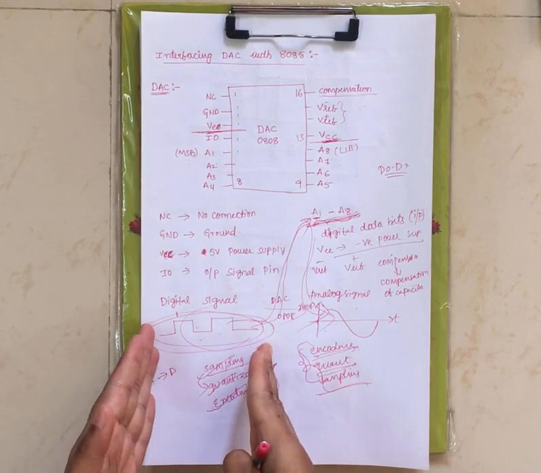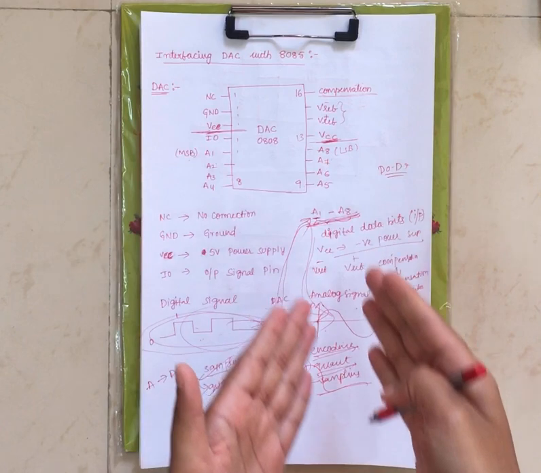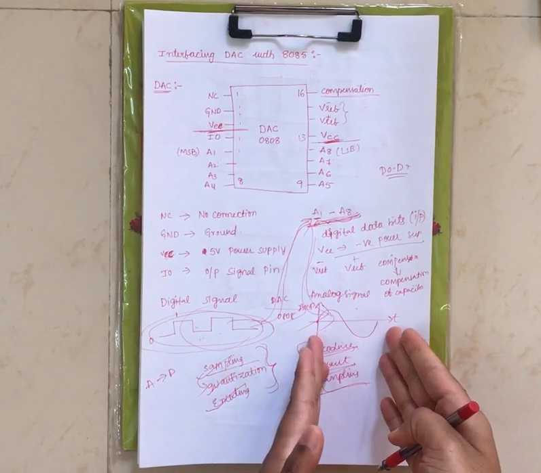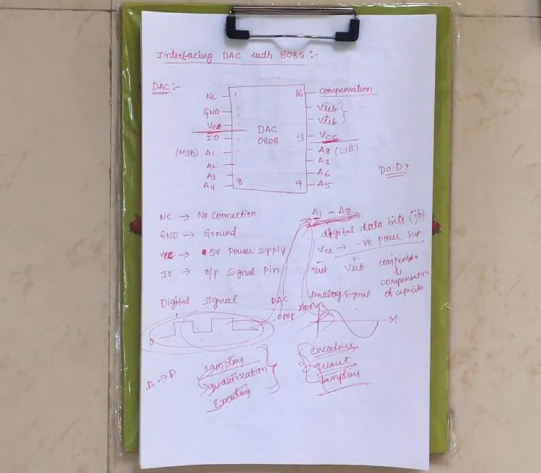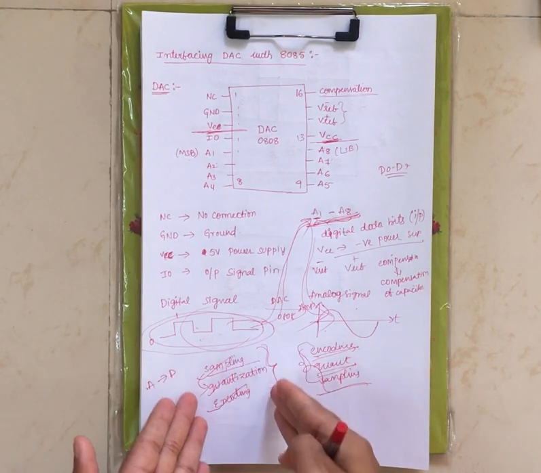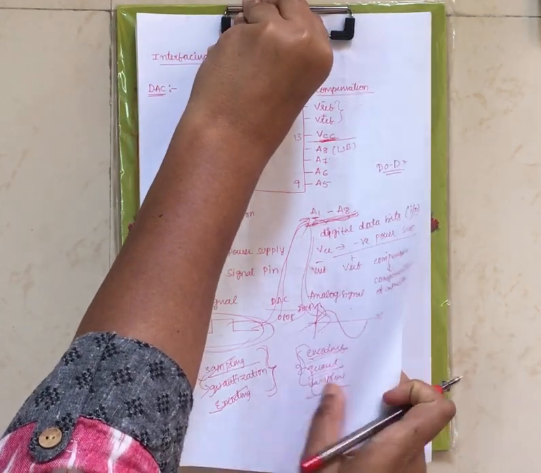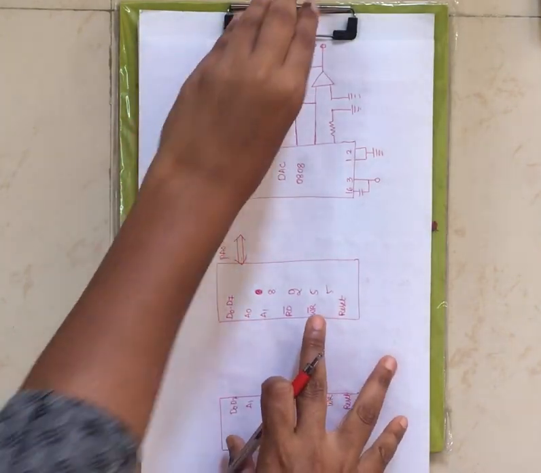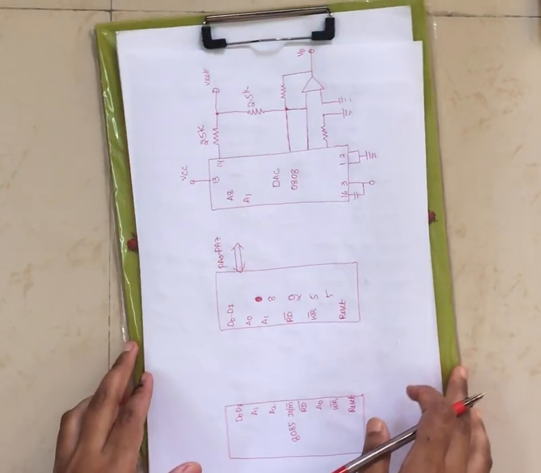This is the actual signal we have. It is provided as input to this IC, and this IC has to convert it to this signal. What are the steps included? Encoding, quantization, and sampling. These are the steps included in order to convert digital signal to analog. If you want to convert analog to digital, these are the steps: first sampling, then quantization and encoding. This is a brief description of DAC.